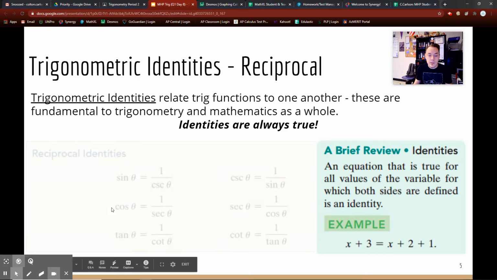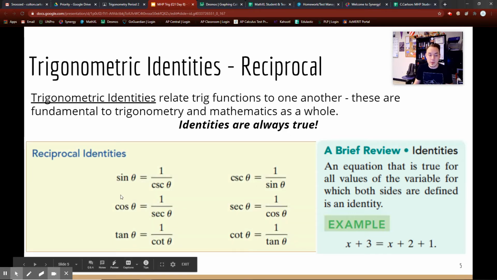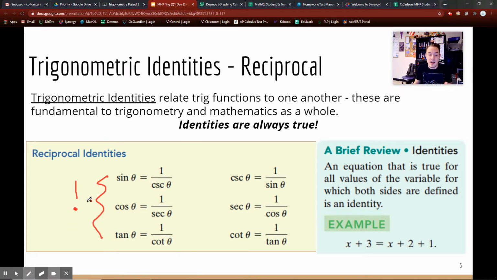Okay, what are my reciprocal identities? My reciprocal identities are this. I'm not going to go through them. You can write them down. I'm just going to show you very briefly why they make sense.